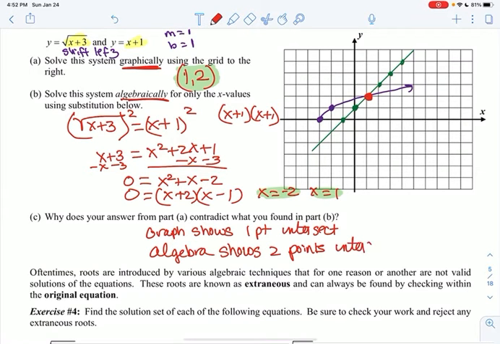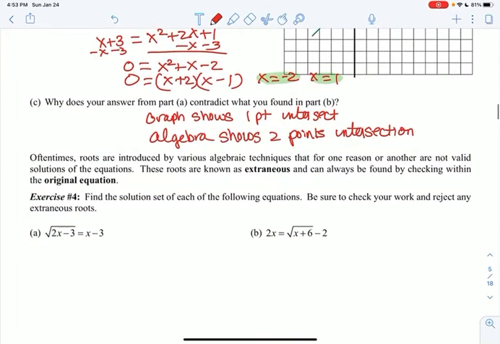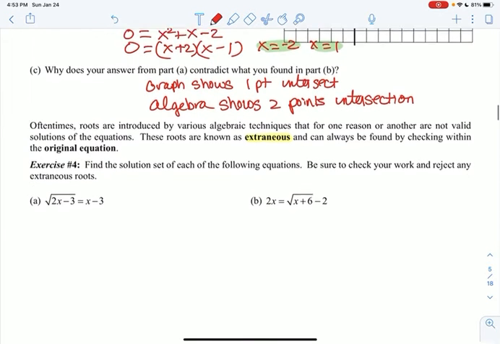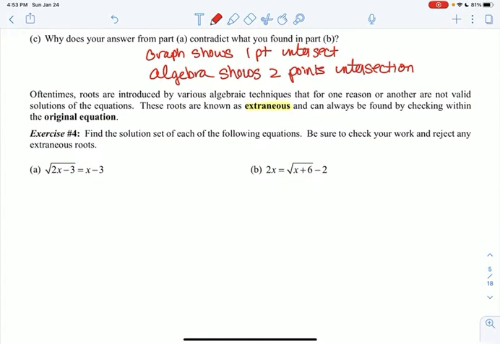What happens sometimes in algebra is I get an answer that's not actually an answer. Those answers, the roots, are the answers. The answers that for one reason or another are not really valid are called extraneous. So those are called extraneous roots. They can always be found by checking within the original equation. So anytime we're doing this, we're going to actually have to take our answers and plug them back in to see if they actually work. So let me show you how that works.